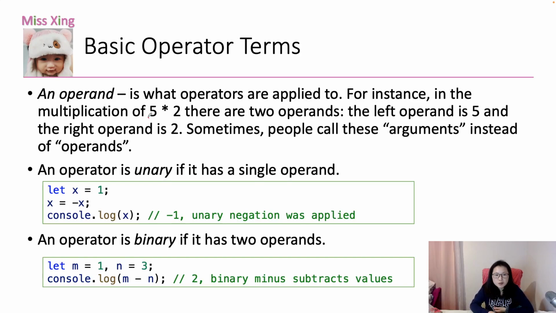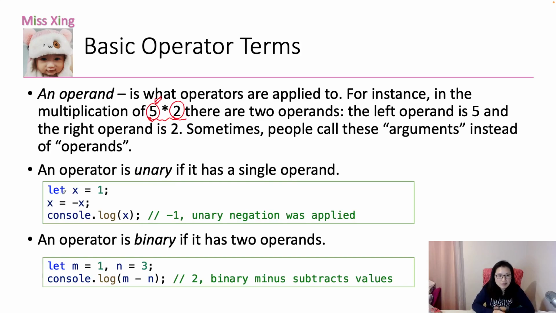For instance, suppose we have a multiplication here, 5 product of 2. 5 is an operand, and 2 is another operand. So here we have 2 operands. Some people will call them arguments, but in an expression I normally don't. I call them arguments when we pass arguments to a function. But sometimes people call these arguments instead of operands.